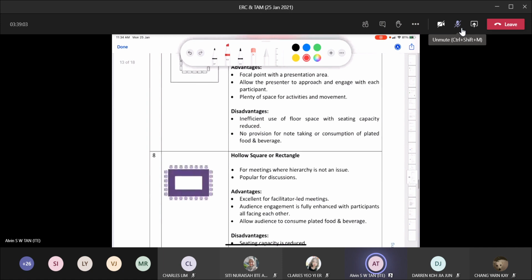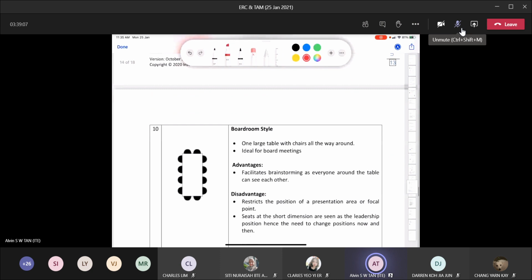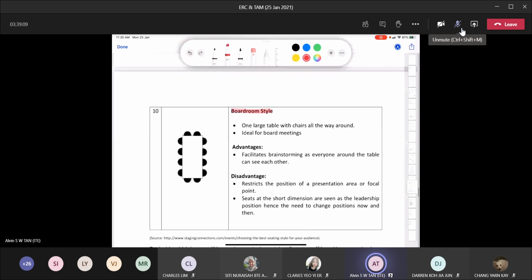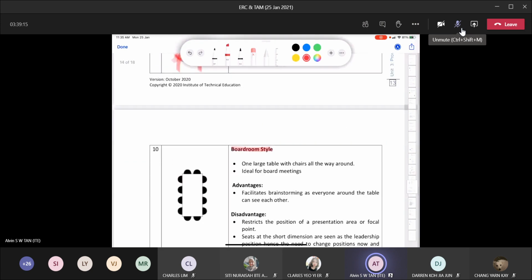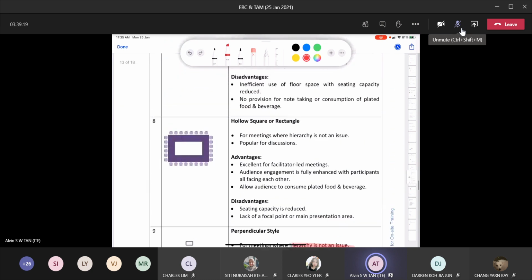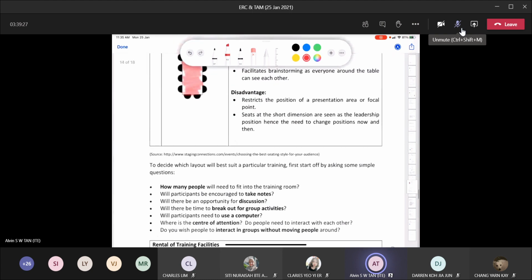What Darren said just now about the boardroom style is here. Boardroom, normally fewer, but they are similar. Boardroom is a table. This whole thing is a table, whereas this one, the table is here. There's something hollow in the middle. Both can work. Both have their advantages and disadvantages.